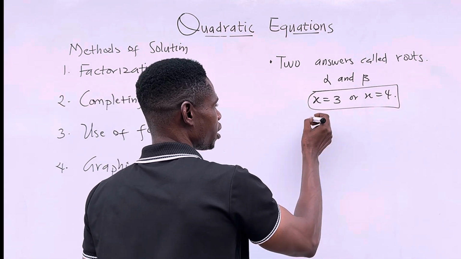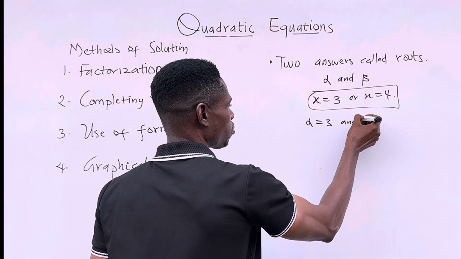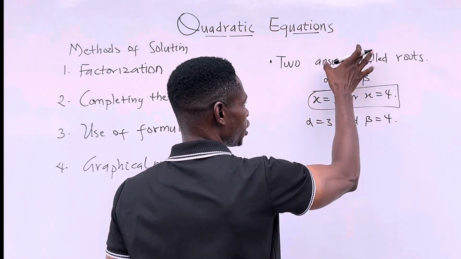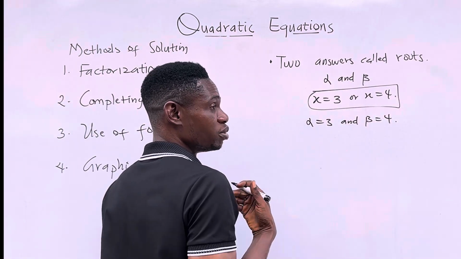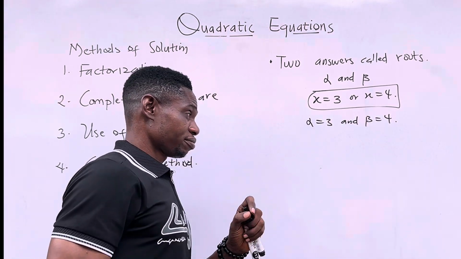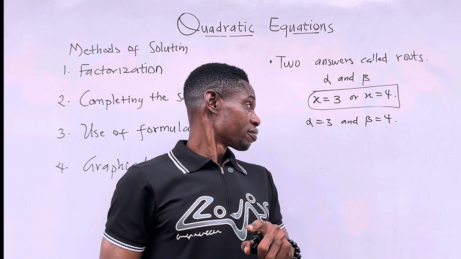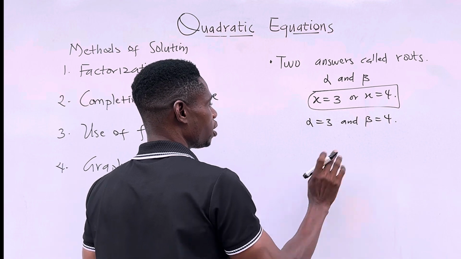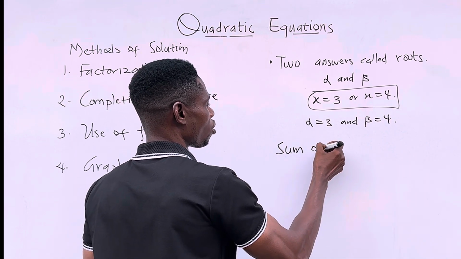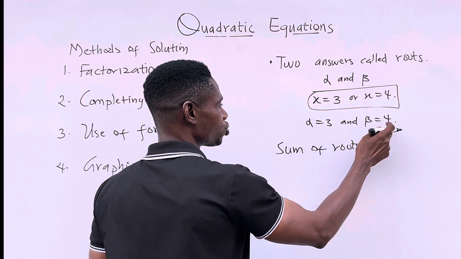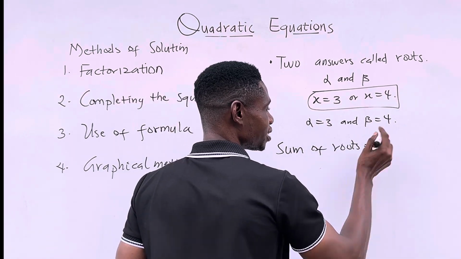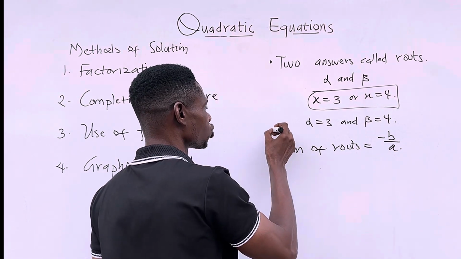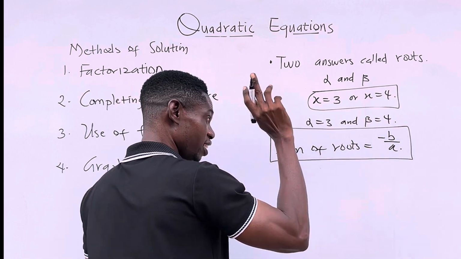Now, the first answer, let's call it alpha. So the roots of the quadratic equation, which are the answers, I'm going to represent them with alpha and beta. Now, bear in mind that the 2 roots, if you add them together, like the sum of roots, the answer is equal to minus b over a. Now save this one somewhere in your memory. We're going to need this later in the lecture.